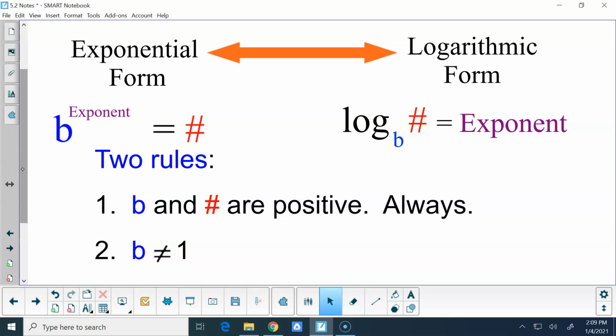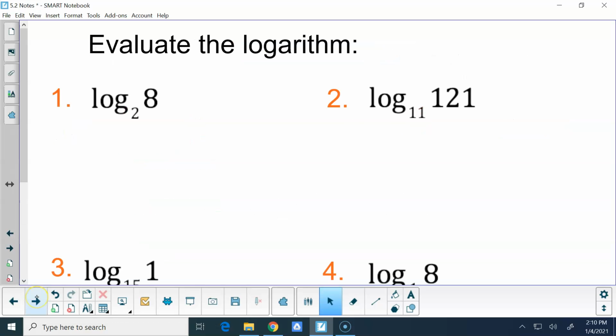If that's still unclear to you, go back, look at Monday, the 4th, January 4th video about that, or send an email, ask a question in class, etc. Okay? Today, what I want to focus in on is evaluating logarithmic functions.